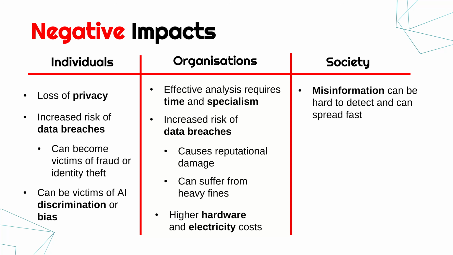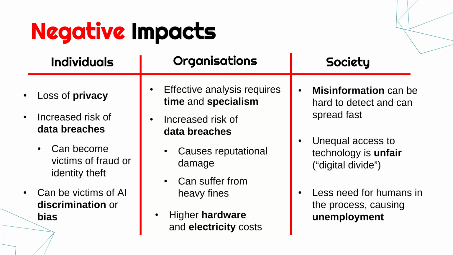For society, the more data is being utilized by different companies, the more risk of misinformation creeping in, where the original data is not accurate and is not truthful. This can be increasingly hard to detect and also can spread really fast on things like social media. And as society relies more and more on technology, certain people can get left behind because they haven't got access to the same technology. For example, the elderly people, for example, people who are slightly poorer. This is not fair. It's often called the digital divide, where some people get the benefits of technology, some people don't. And one of the major issues with increased use of data, in particular when it comes to AI and machine learning, is there might be less need for humans in the process, which can lead to unemployment.